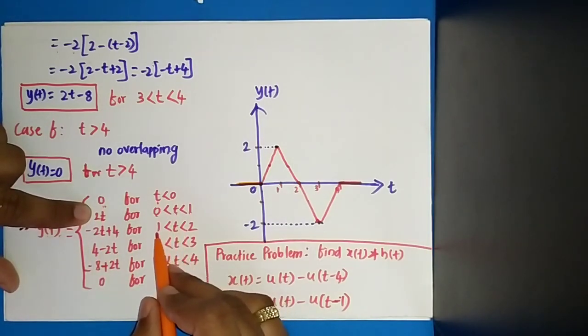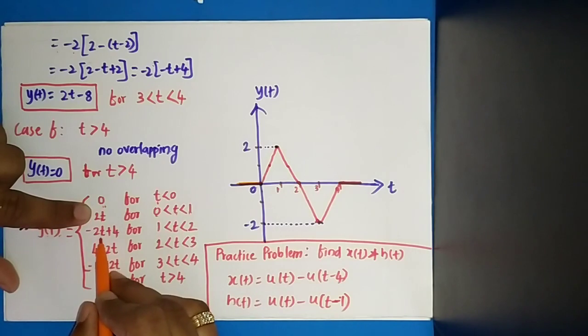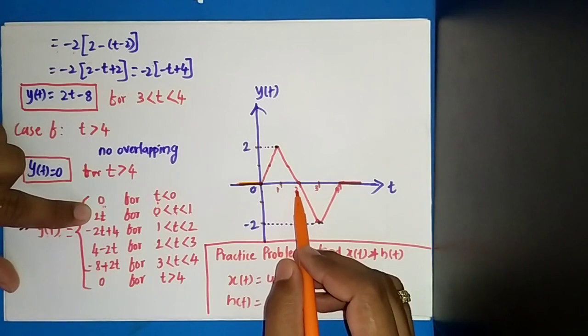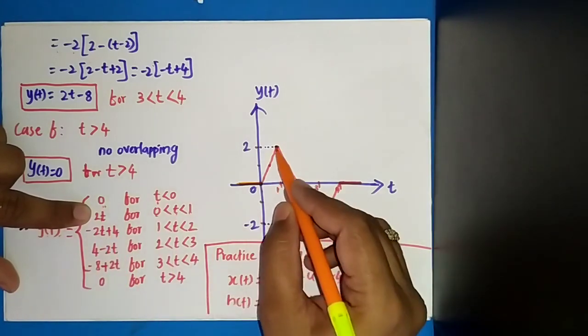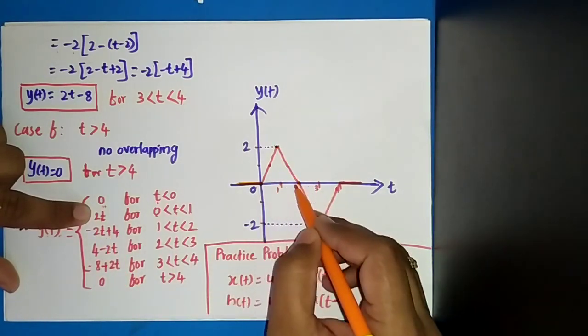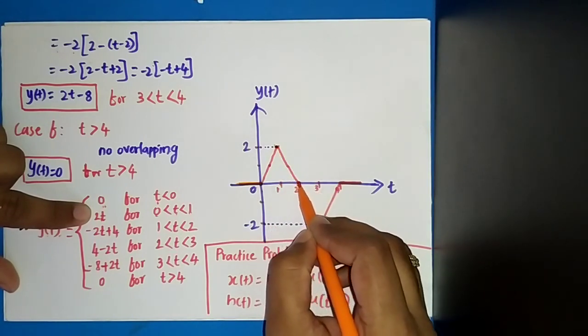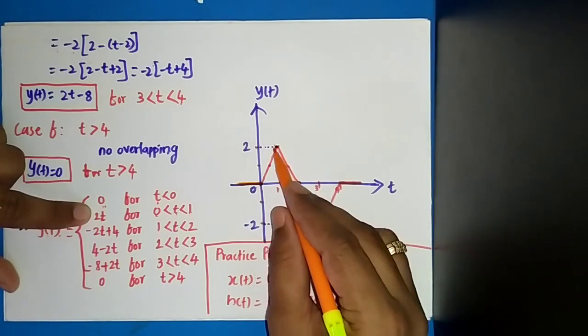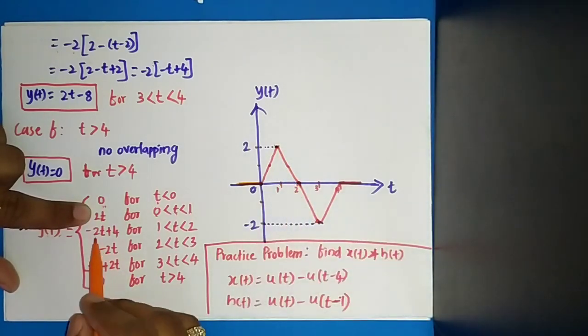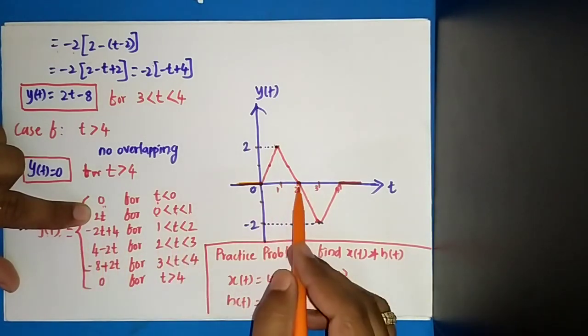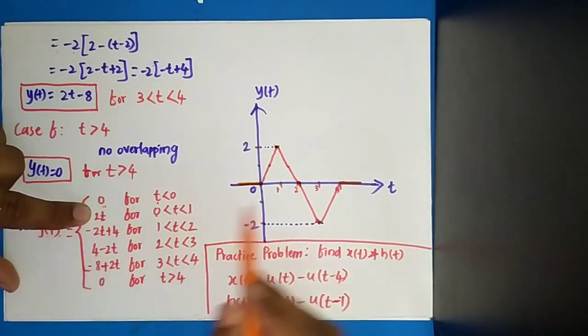Okay, next from 1 to 2, it is minus 2t plus 4. So if I substitute the value 2 here, what will happen? Minus 2 into 2 is minus 4, minus 4 plus 4 is 0. So at 2, it will become 0 again. So you can directly draw this one. You don't have to calculate, since it is continuous, you will have values at all the intervals, but you just have to substitute the end limits. So at t equal to 2, it will become 0 again.